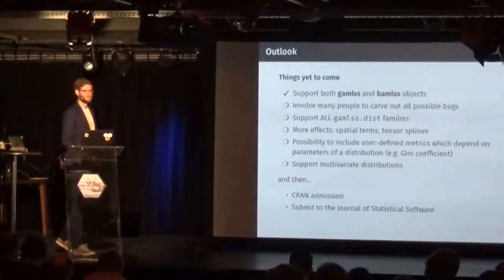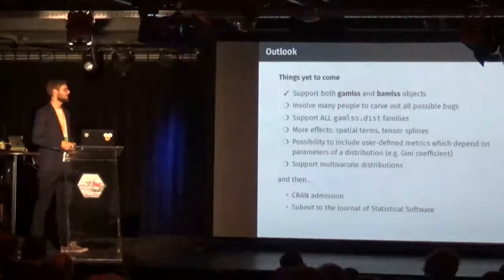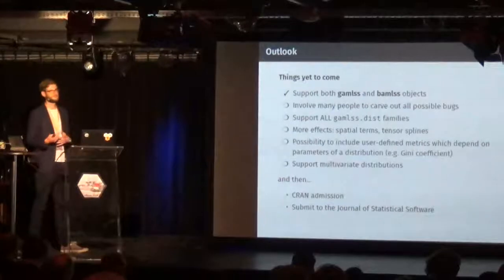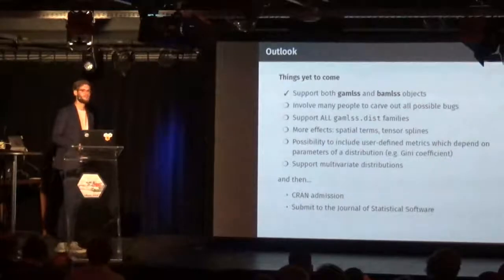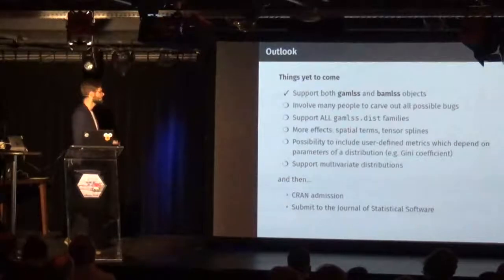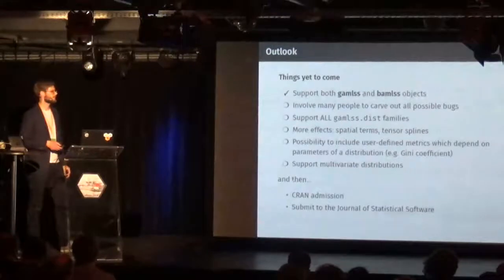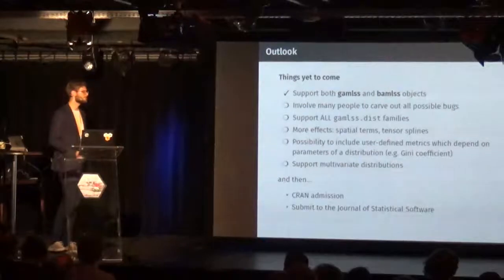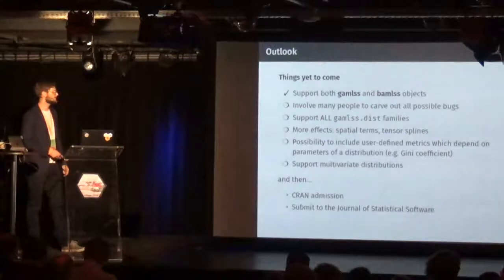Okay, so that was a short showcase of my application. So what is yet to come? I wanted to support both the GAMLSS and the bamlss objects. This I achieved around 2 weeks ago, hence the name change. And also I want to involve a lot of people who do distributional regression and see what their experiences with this app are. And also I want to support all GAMLSS gamlss.dist families because, I mean, if you have worked with GAMLSS before, you know that there are like 150 different distributions. I want to support all of them, which is not working at the moment.